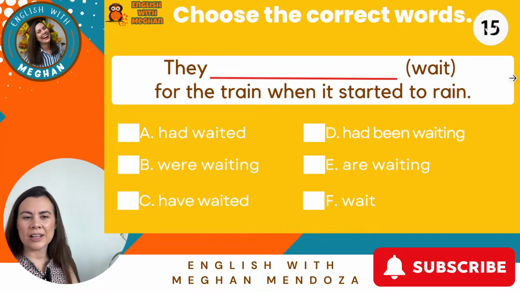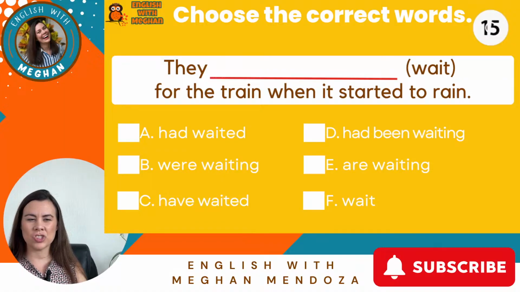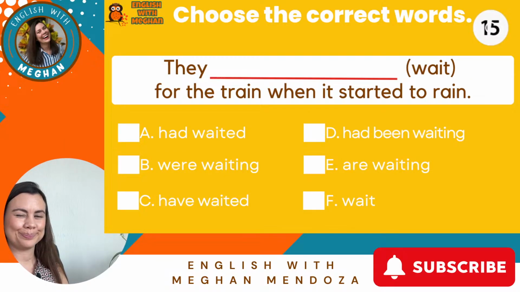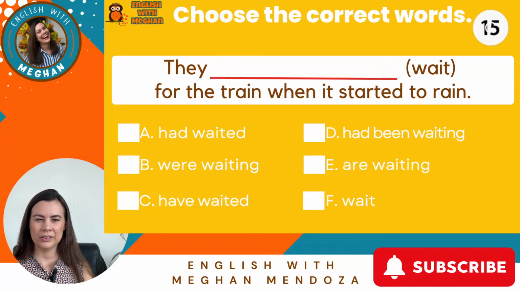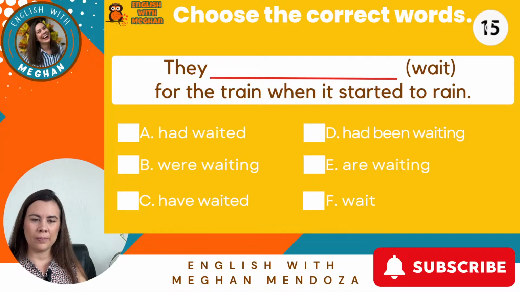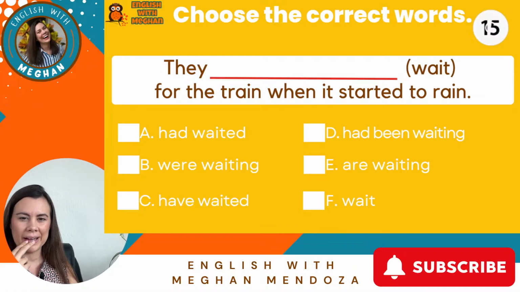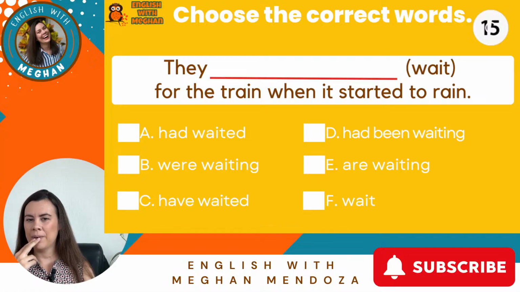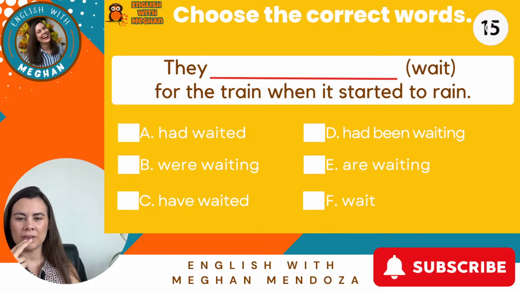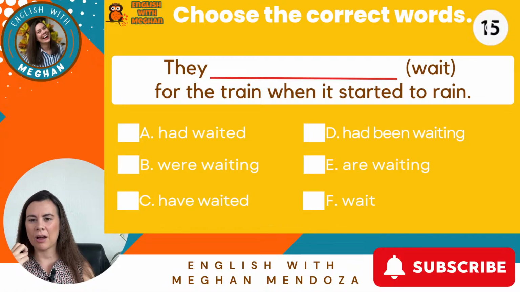Okay, next one. They blah blah blah wait for the train when it started to rain. Had waited, were waiting, have waited, had been waiting, are waiting, wait.